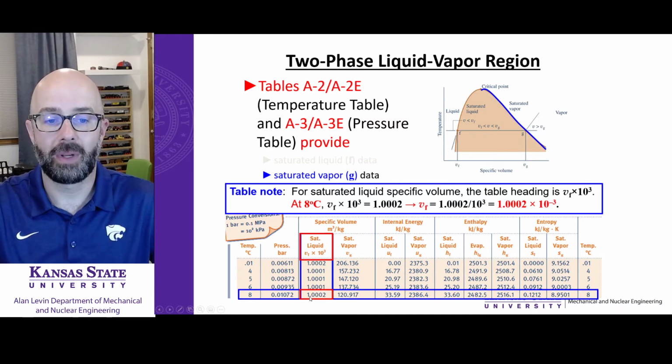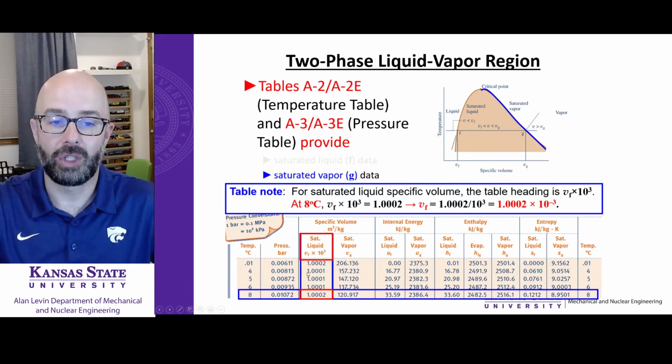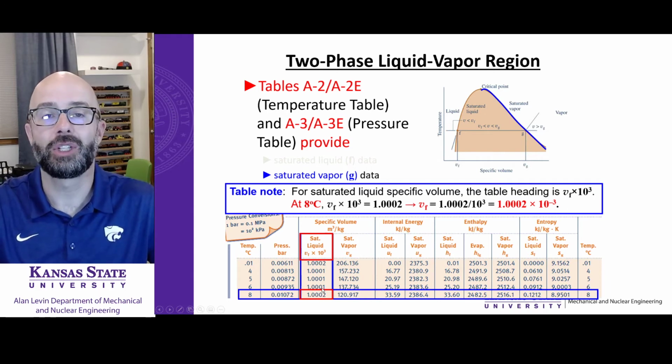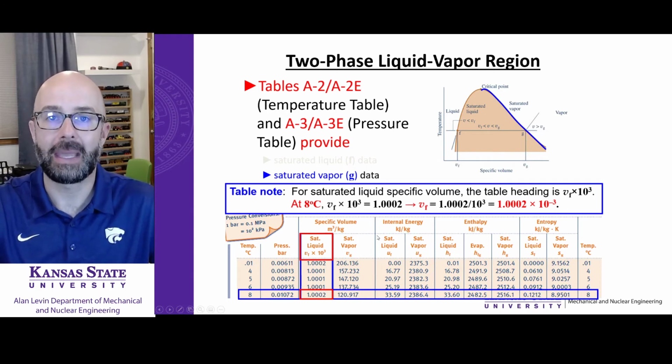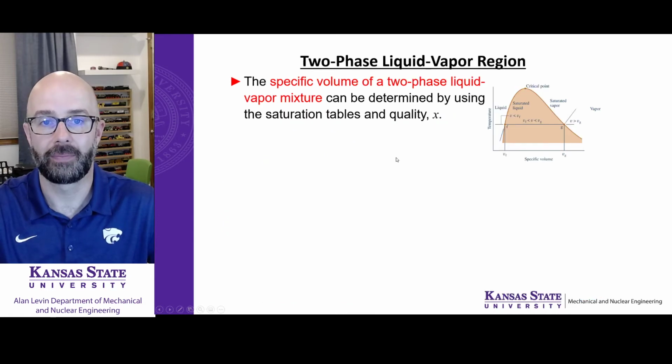You will mess up if you put it in as 1.002 times 10 to the third. It's important that you know it's 1.002 times 10 to the negative third. Please star that. Make sure that you understand that information.